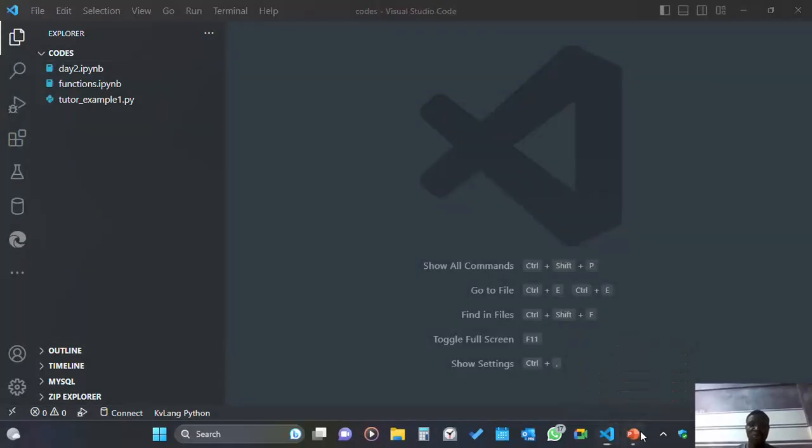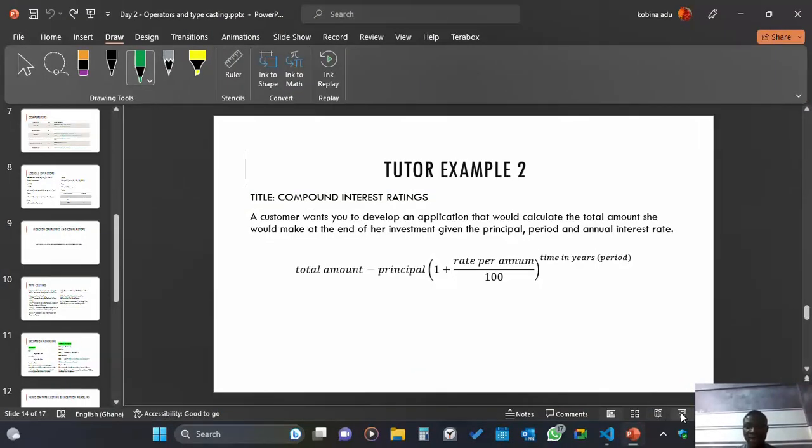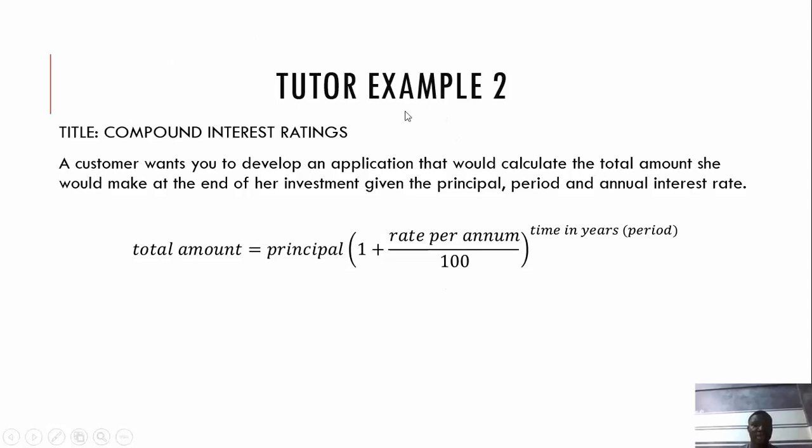Hello, so this is going to be our last video for day one, and I'm going to solve another example, compound interest rating. A customer wants to develop an application that would calculate the total amount she would make at the end of her investment, given the principal, period, and annual interest rate.